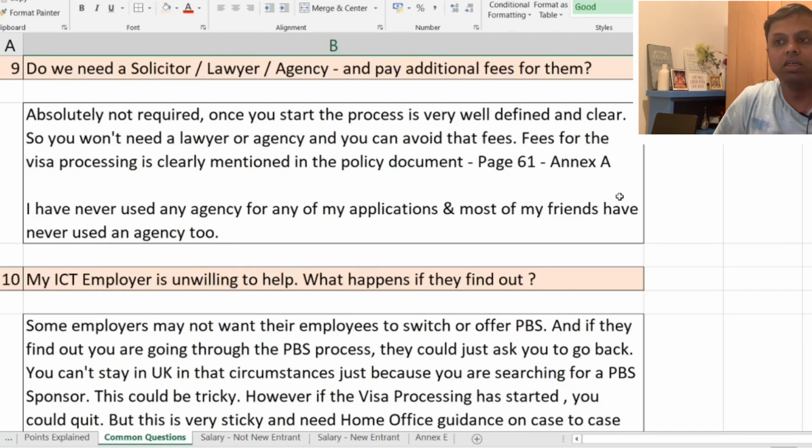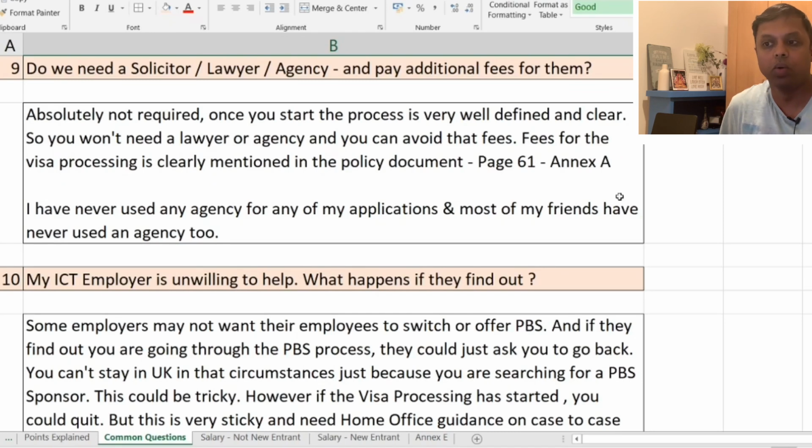So the next question people had asked was, do I need a solicitor or a lawyer or agency, and pay additional fees for them? I don't think so, because the process is very well defined and very clear. You're basically wasting your money if you're going to pay an agency or a lawyer, normally 3,000, 4,000 pounds is what they would charge. The fees are well laid out on page number 61 of this document as well.